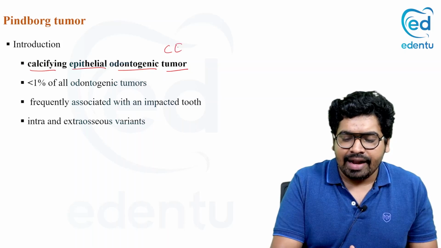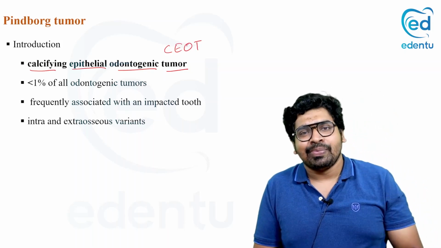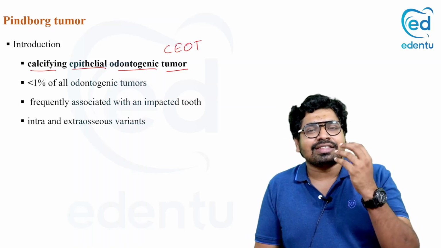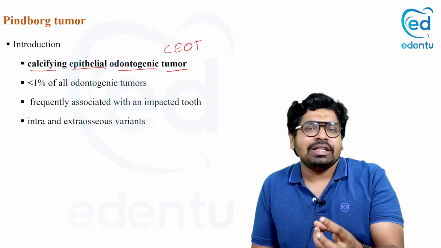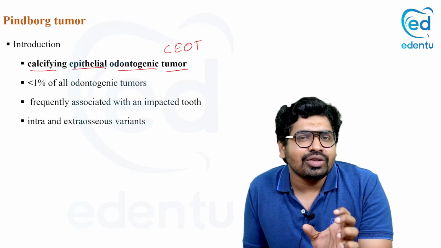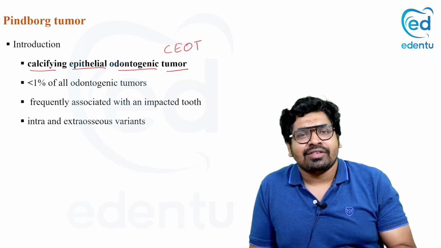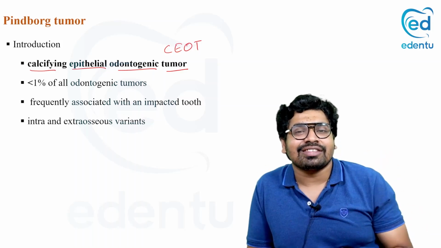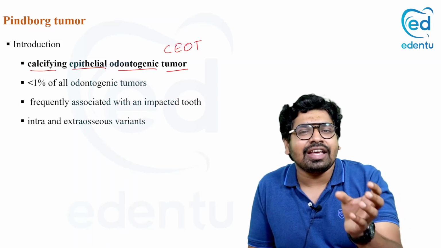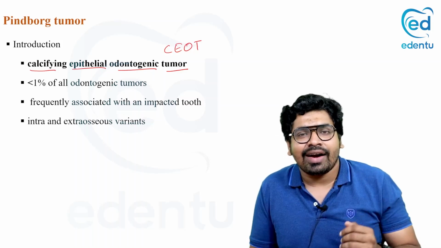CEOT, calcifying epithelial odontogenic tumor. As the name indicates, the pathology is explaining itself from its name. It is a tumor arising from the odontogenic epithelium which shows calcifications. Just like your calcifying odontogenic cyst, a cyst which shows calcification. So here, CEOT, calcifying epithelial odontogenic tumor, shows calcification.